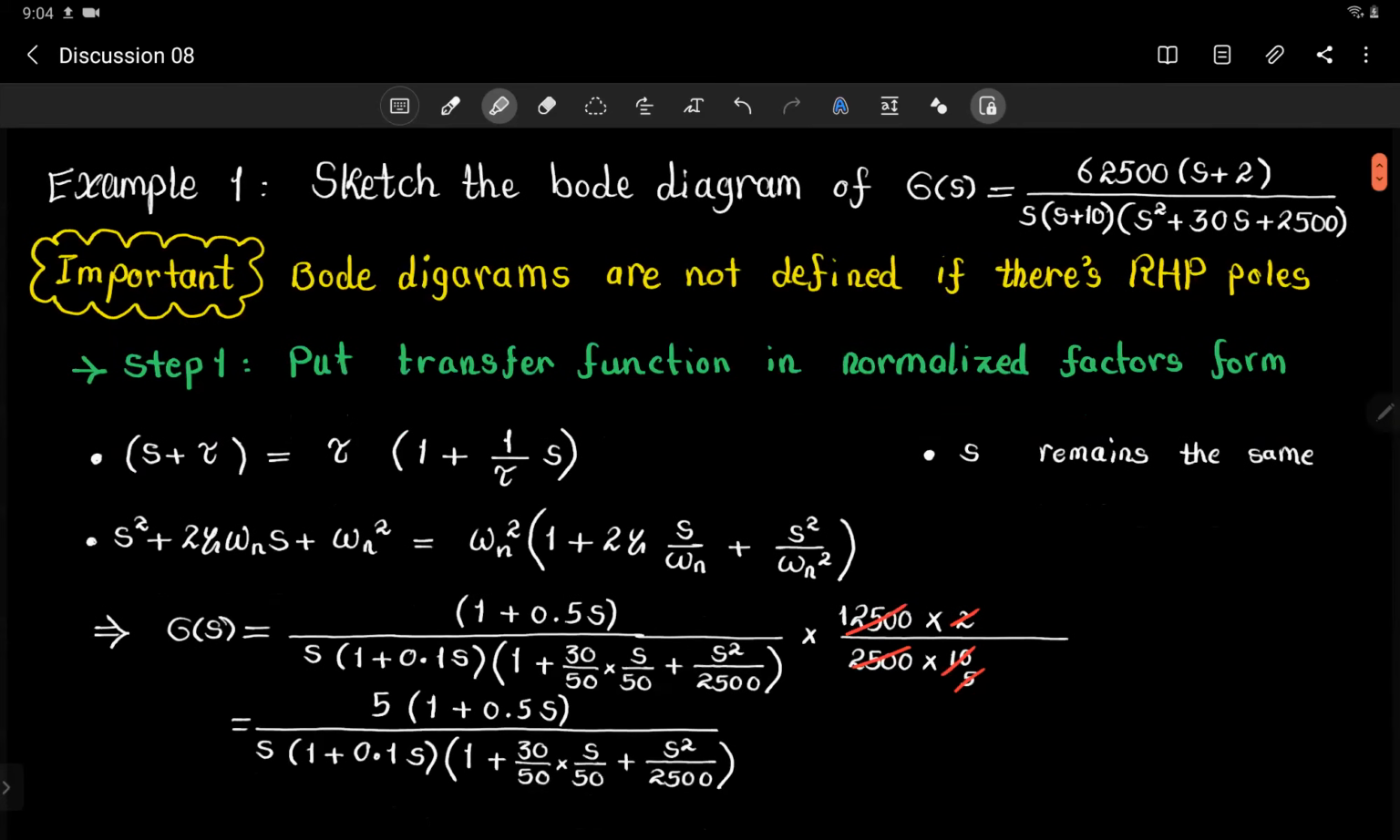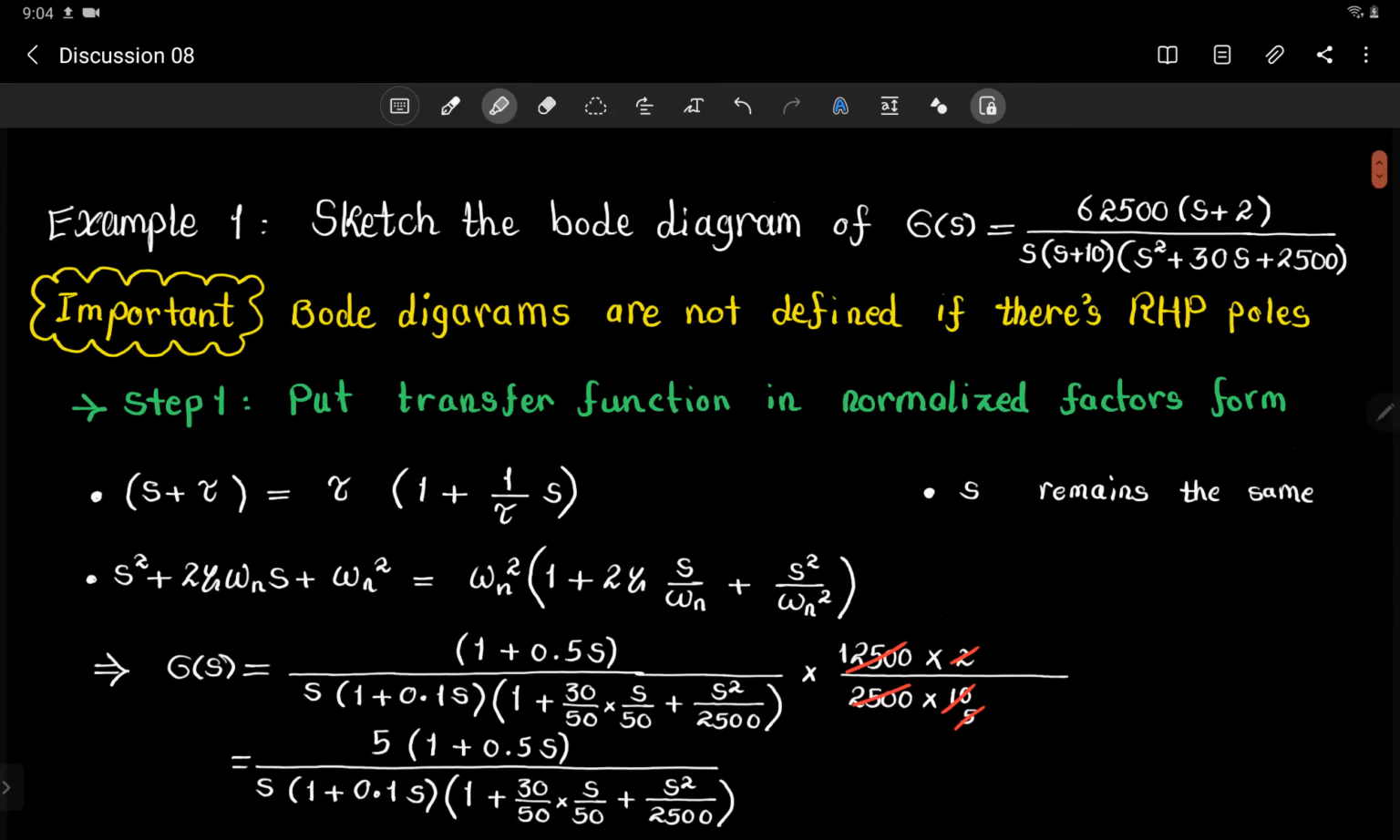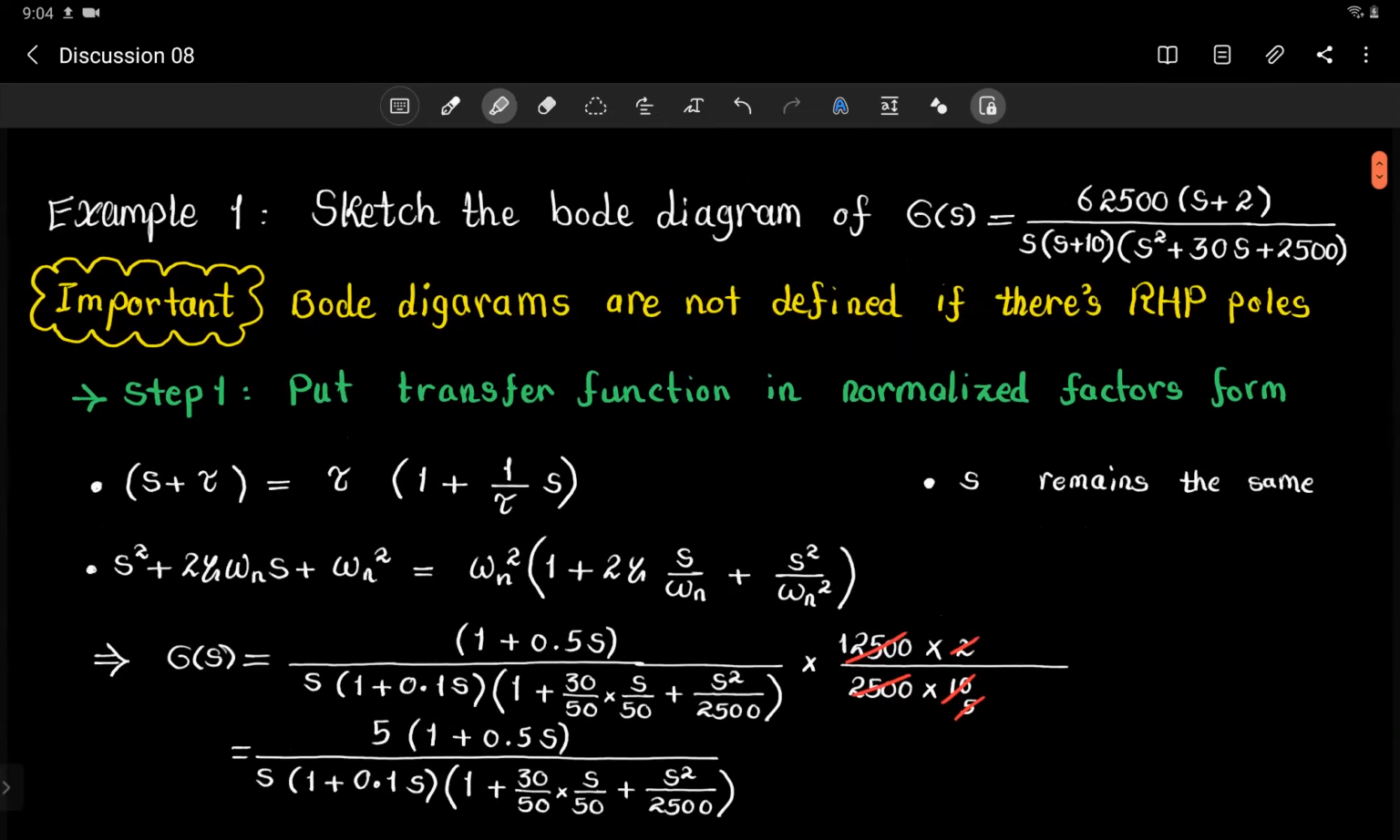If you have a second order factor, you factor out the free term, which is omega n squared, and you end up with something like 1 plus 2 times zeta divided by omega n times s plus s squared divided by omega n squared. And if you have a pole at the origin, it remains the same.